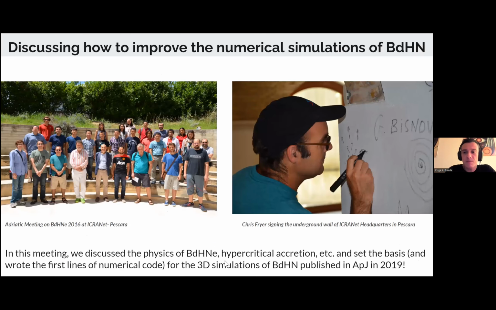This has some results, but then we had to move to more involved simulations, because there were still some approximations in the treatment. And this was discussed in this meeting in 2016 in Pescara. This is his flyer, his flyer signing the wall of Pescara ICRANet headquarters.